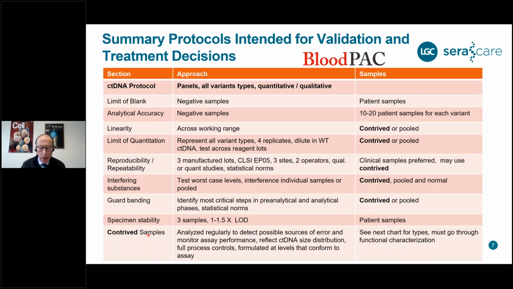And again, the contrived samples are really key to be able to do true validation of these NGS assays over time. So contrived samples can be used to analyze regularly to detect possible sources of errors and monitor assay performance. And they can reflect the size distribution of your samples, full process controls, extraction through detection. They can be formulated at the right levels relevant for your assay.